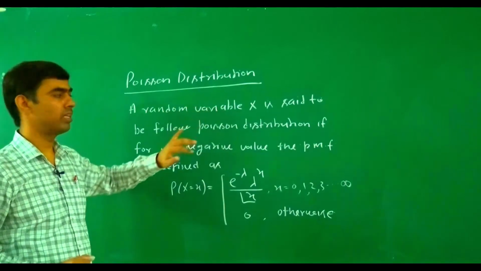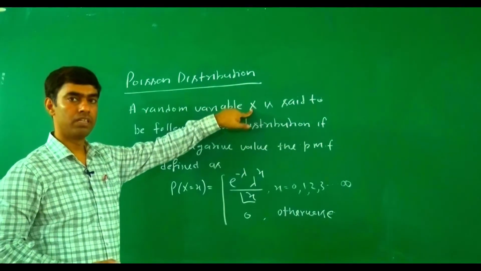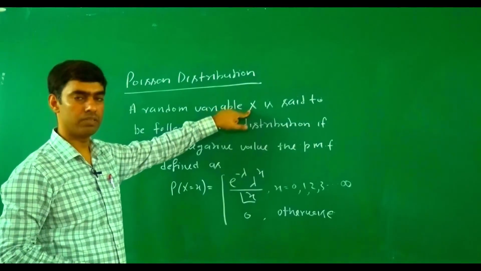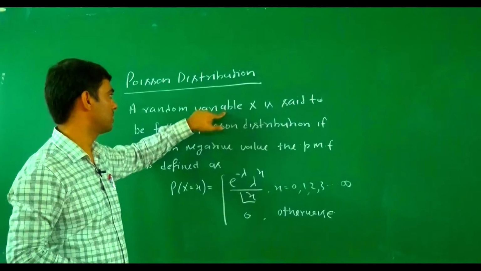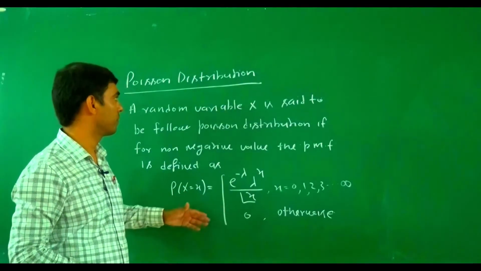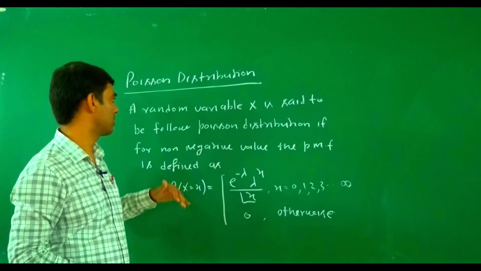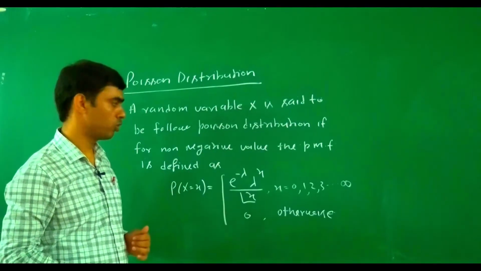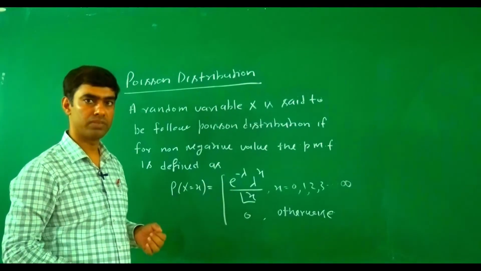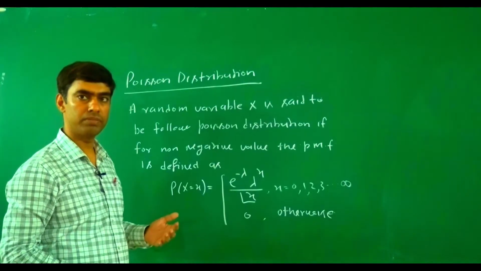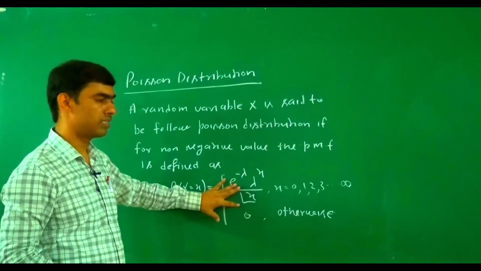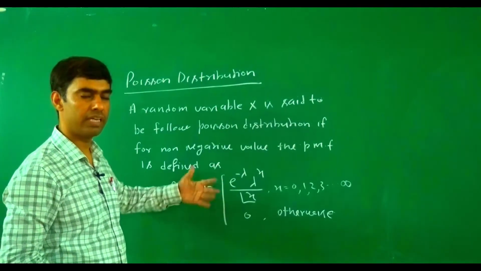There is a random variable. Obviously, that random variable, the outcome of a random experiment, in this case is a discrete random variable. If this random variable follows this probability mass function, then we say that the distribution is a Poisson distribution. Now, how do we say this is a probability mass function? We know that the sum of the probabilities becomes 1. Then we say that this is a probability mass function of a distribution.